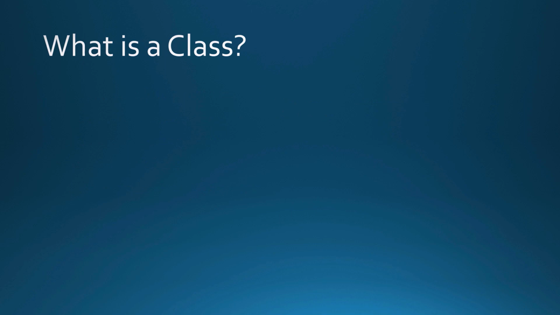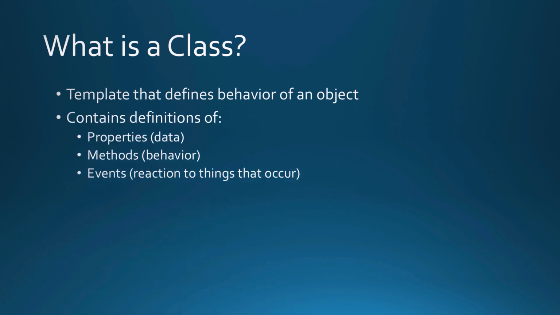Let's start out with what is a class. Now, a class is simply a template that defines the behavior of an object. Classes contain definitions: the definitions of the data itself, or properties, the methods, or the behavior of acting upon those properties, and even events. Now, these are reactions to things that may occur within the class. So we think of a class as like the blueprint of a house.